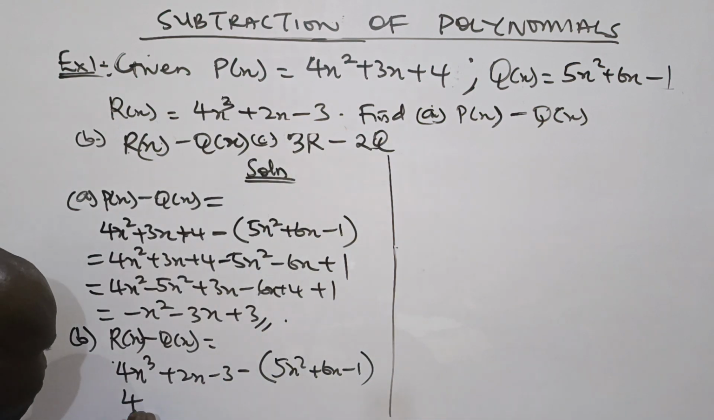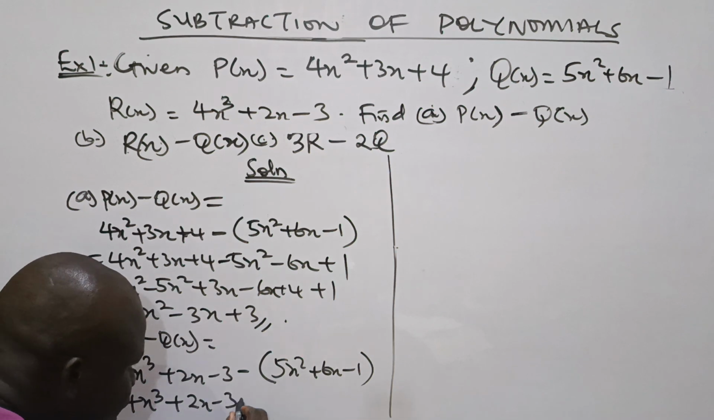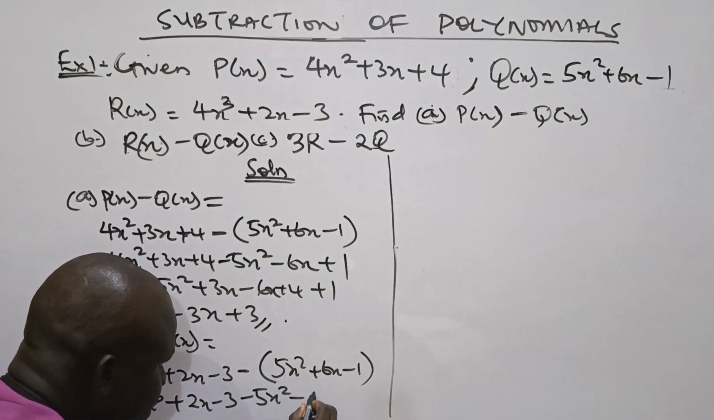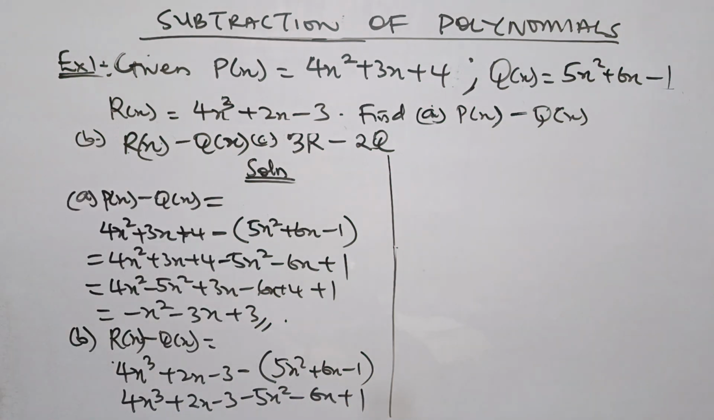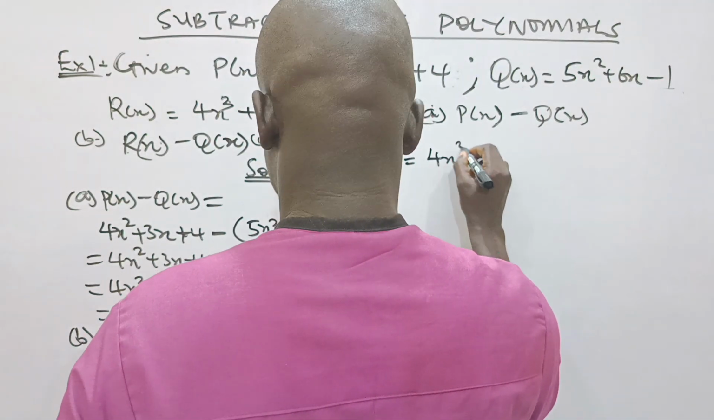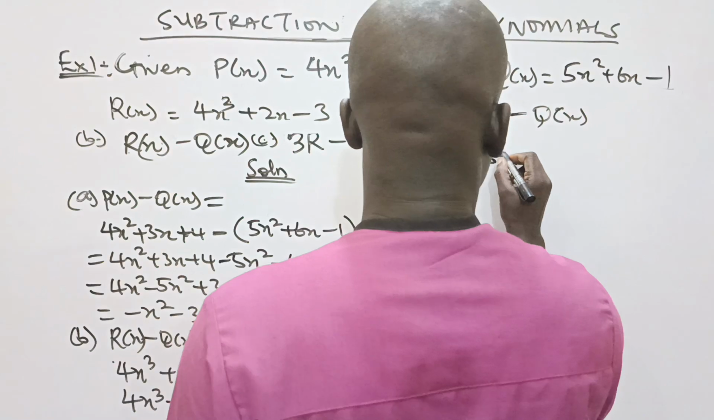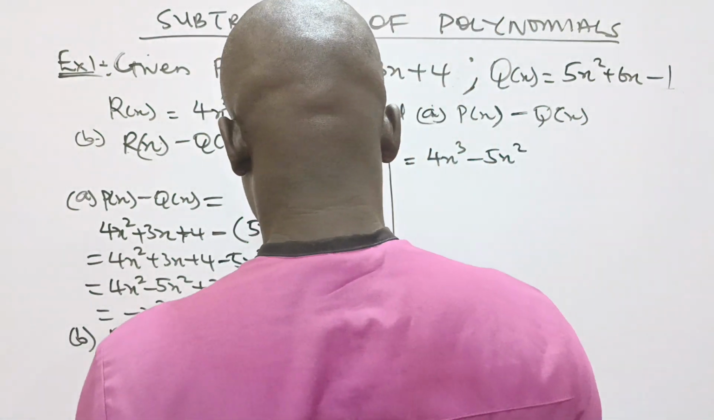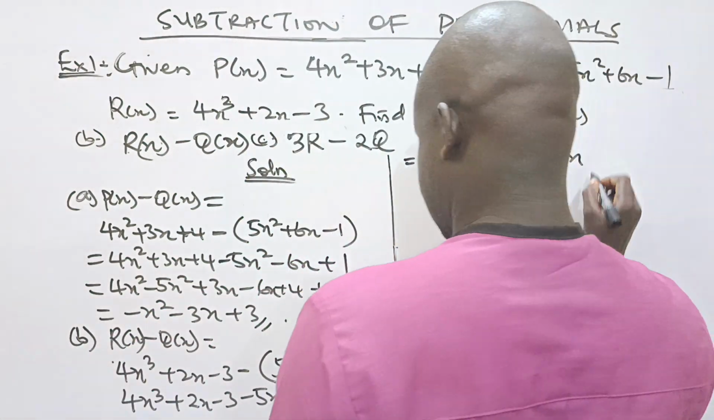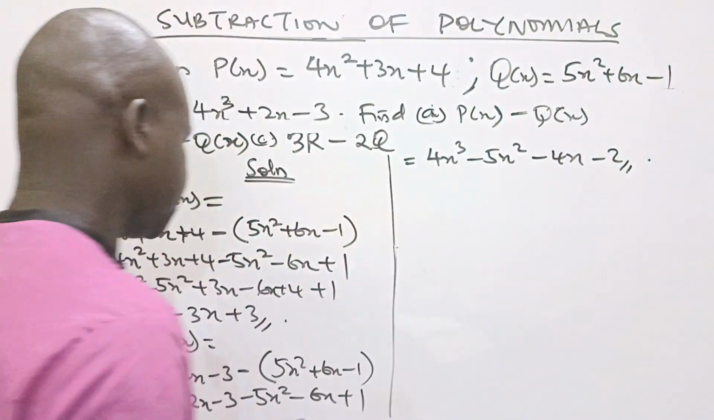So here we are going to have 4x cubed plus 2x minus 3, minus will control everything there, minus 5x squared minus 6x plus 1. That is what we are going to have. Then if we solve that correctly, we are going to get 4x cubed minus 5x squared, 2x minus 6x, that is minus 4x, minus 3 plus 1, that is minus 2, and that will be the answer.